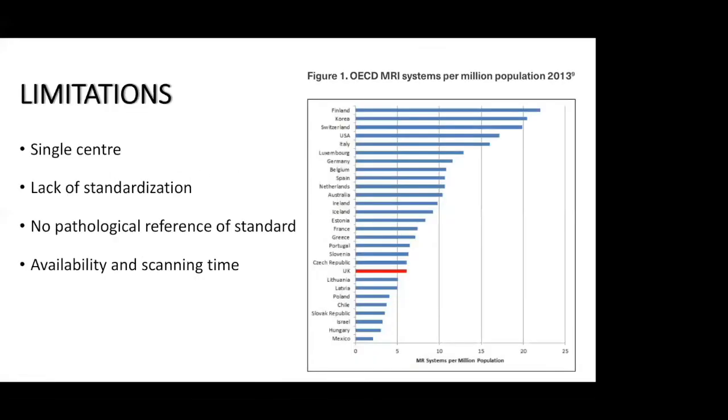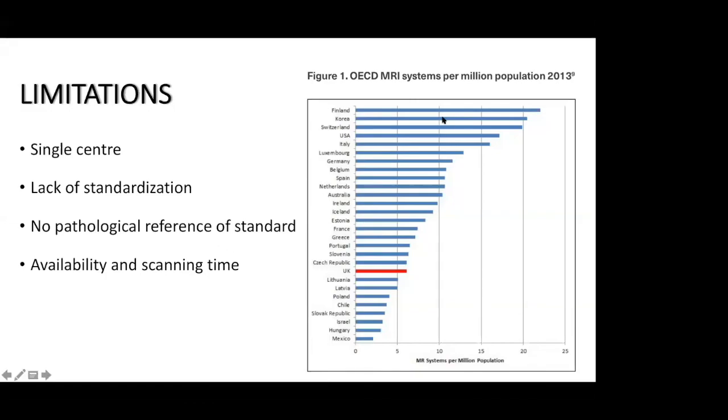So what are the limitations? Mainly the limitation in the studies is that most of them are single center studies. There's a lack of standardization, in the sense that everybody uses different protocols, or heterogeneous study populations have been included. There is no pathological reference standard. Often, especially in hematological disorders or extensive bone mets, you're not going to biopsy every single lesion, so we don't really know what's going on there for sure. And of course, there's the issue of availability and scanning time.